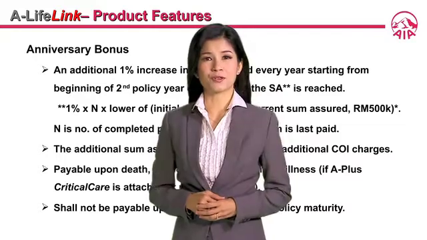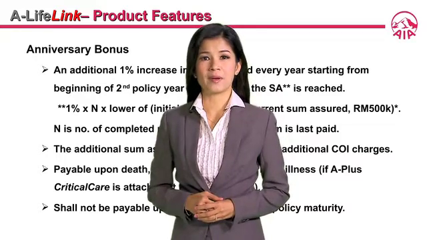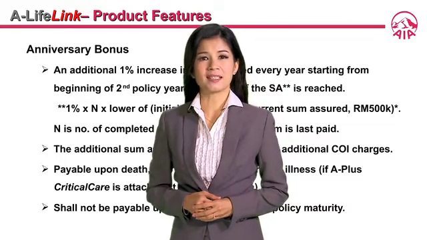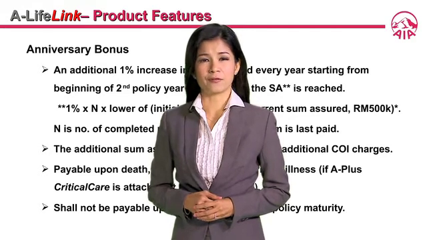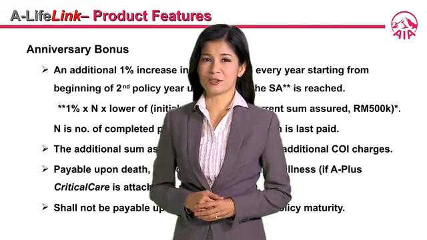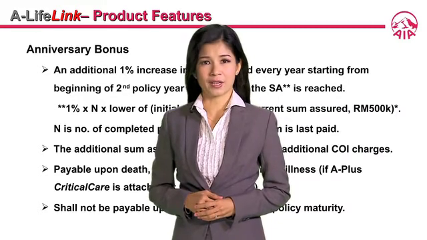The formula to use to calculate the anniversary bonus will be as follows. 1% times N times the lower of initial sum assured, current sum assured, or 500,000 ringgit.